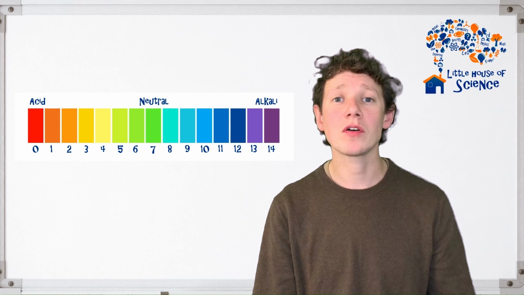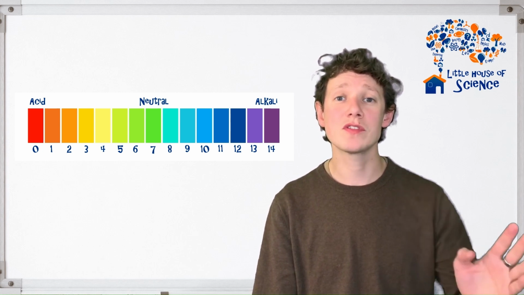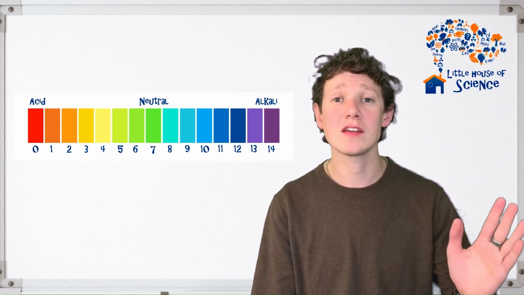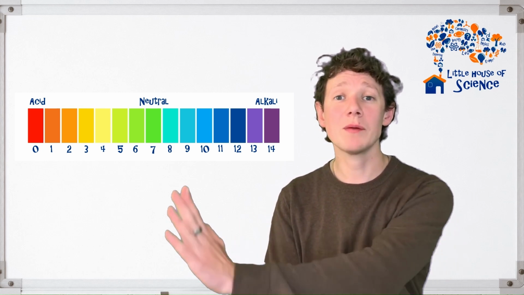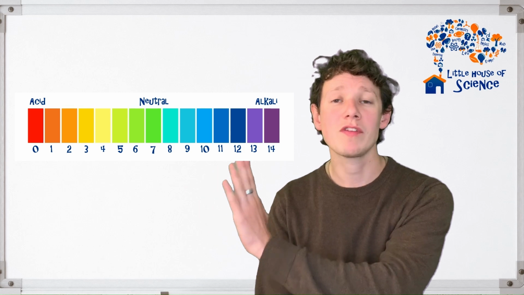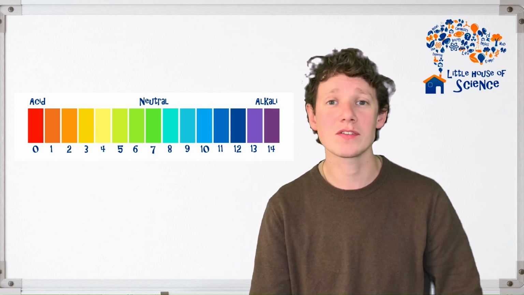Chemicals sit somewhere along the pH scale. It ranges from 0, where we find the strongest acids, up to 7, which is in the middle, where we find neutral chemicals, and right up to 14 at the other end, where we find the very strongest alkalis.